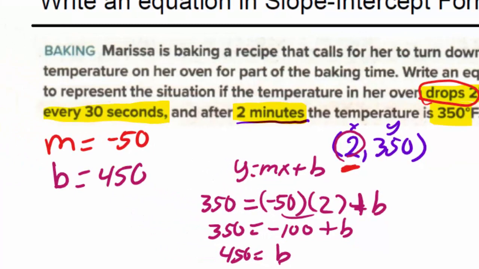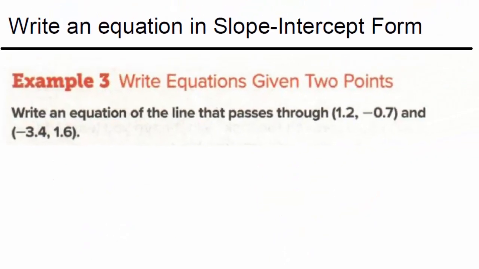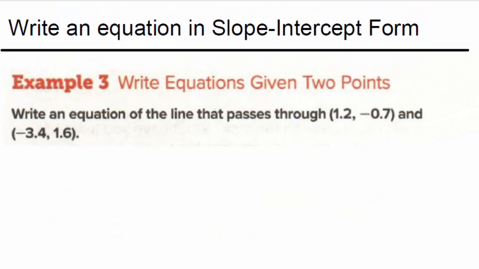So our final equation here will end up being y equals, now the m comes next, which is -50 degrees per minute, times x, which will be the number of minutes, plus the y-intercept of 450, so the y-intercept is our starting point.